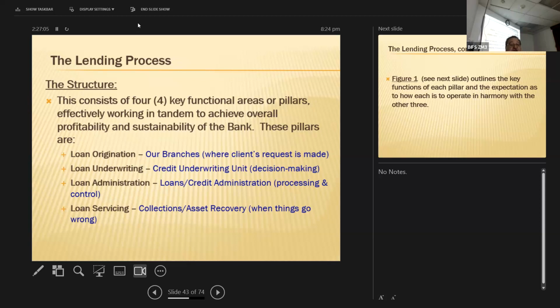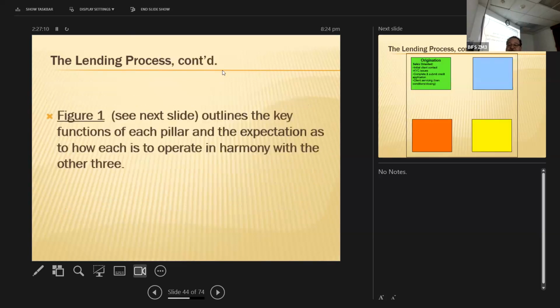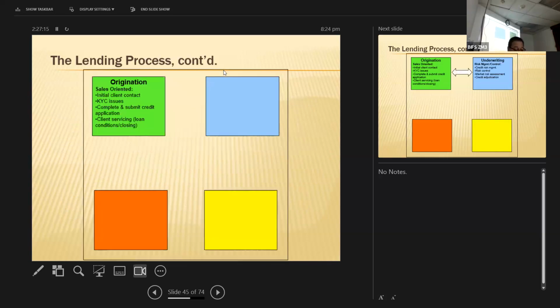Okay. So let's look at the next slide. This is illustrated in your book on page 23. Origination is sales oriented. That's your branch. This is where the initial client contact is made. You deal with any of your know your customer issues and compliance issues. You complete and submit your credit application.